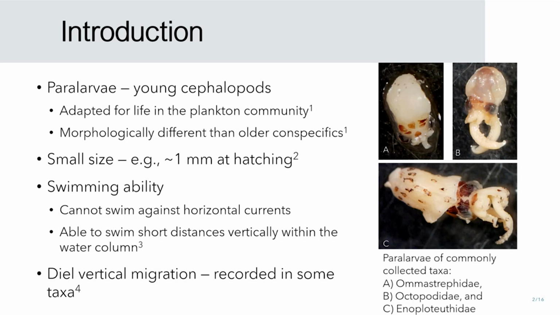Partly due to these small sizes, most paralarvae cannot swim against horizontal currents. They are zooplankton after all, but they can swim vertically within the water column. And because they can swim vertically within the water column, they have the ability to perform diel vertical migrations, which have been recorded in some species, such as the inshore squid species, Doryteuthis opalescens.